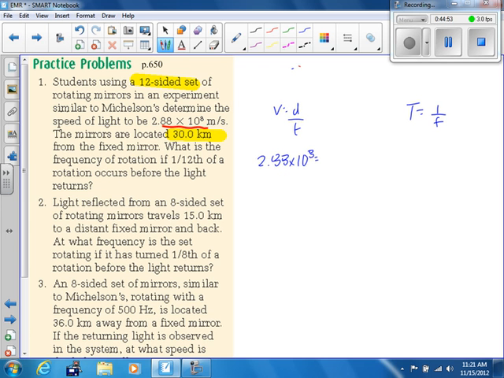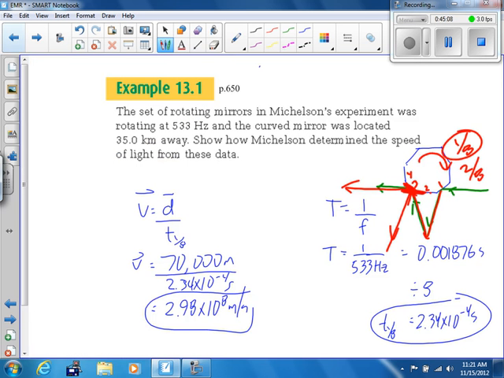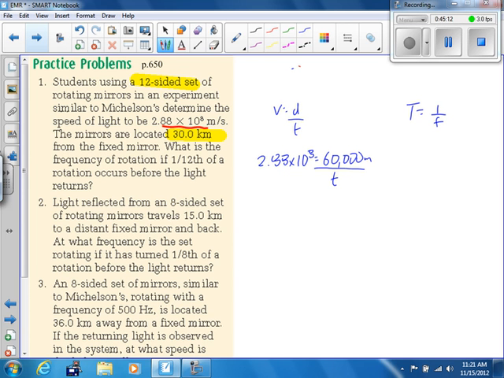Do we know what d is? How far the light travels? What is it? 60 kilometers. Let's convert that to meters. We get 60,000 meters. We divide that by t. Look, we can find t. In the last example we did, we couldn't find t. We had to move over to the other equation. This time, right away, we can find the value of t. What is it? 60,000 divided by 2.88 times 10 to the 8. 2.0833 times 10 to the negative 4.